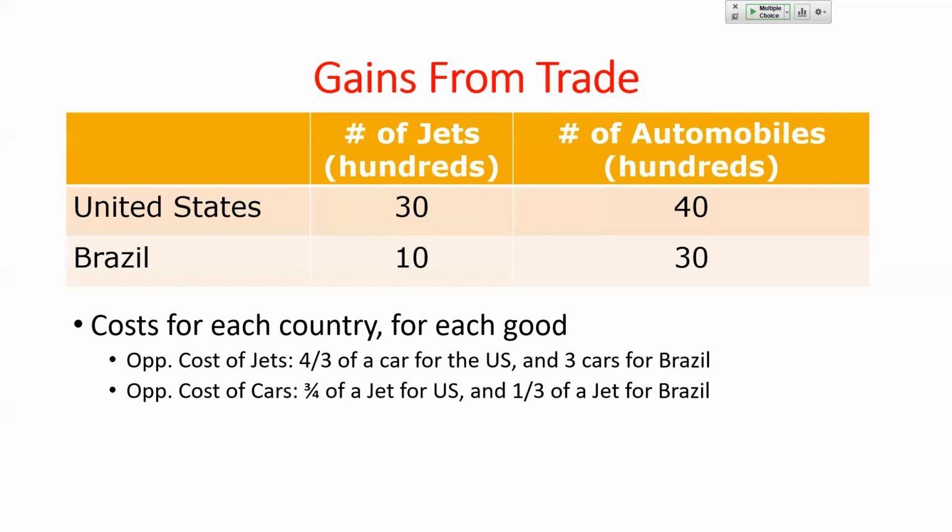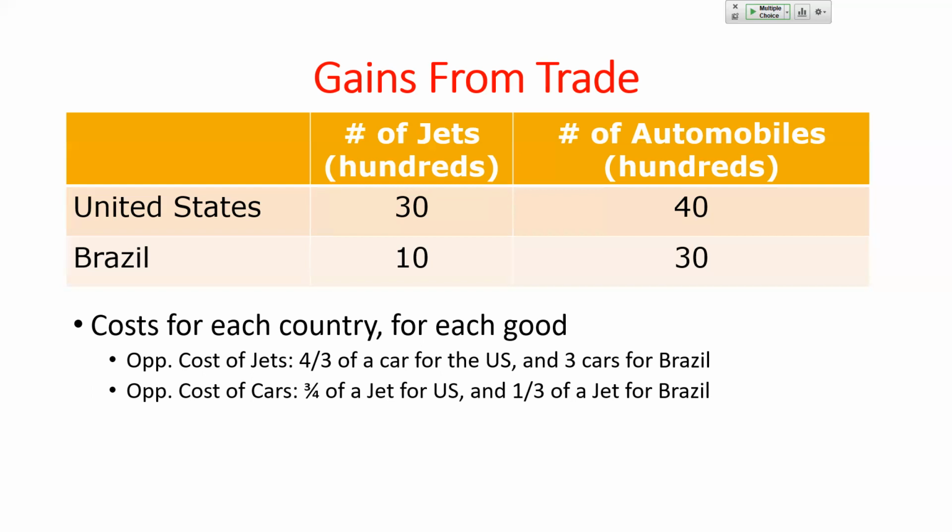So I said the cost of one more unit of my X good, so the cost of producing one more automobile, would be that the US would have to give up producing 3/4 of the other good. So the cost of one more automobile is 3/4 of a jet. So that's how we were coming up with that opportunity cost for an automobile in terms of a jet for the United States.